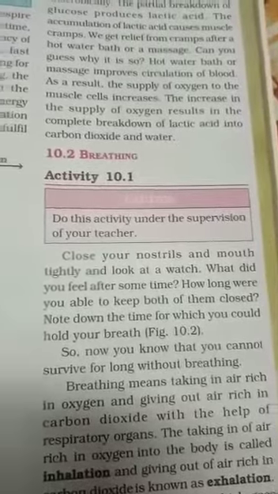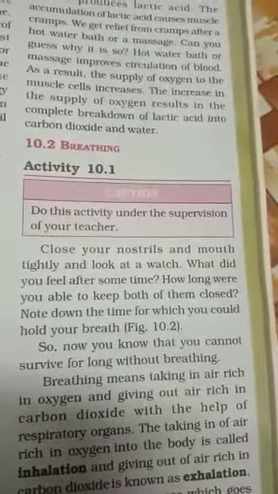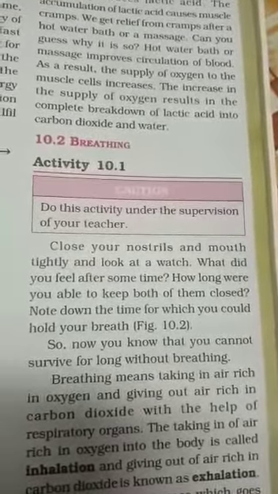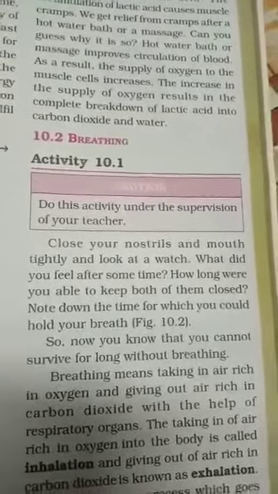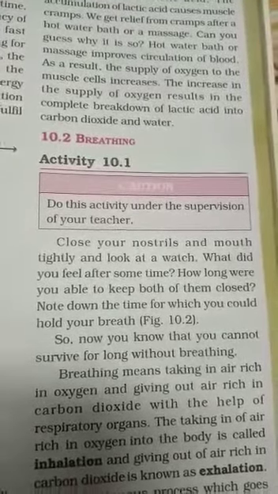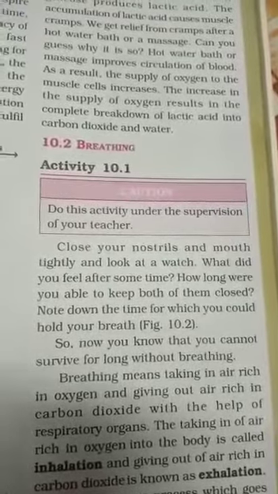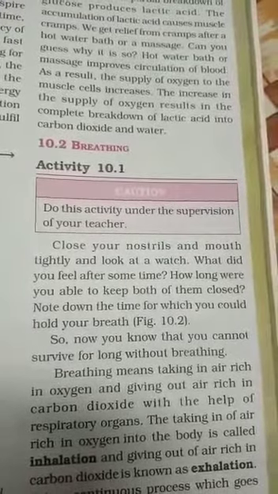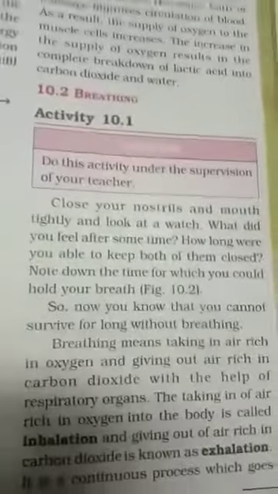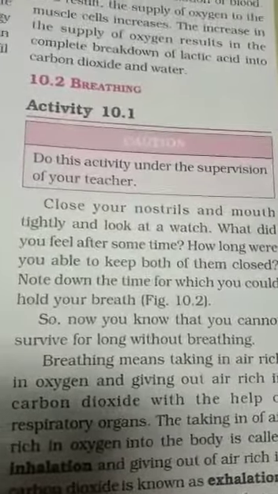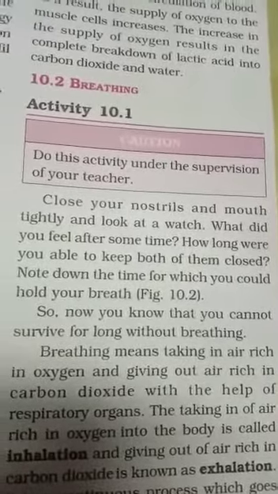Next, breathing. What do we mean by breathing? Breathing means we take in oxygen and release carbon dioxide. That is called the breathing process. This is one activity.